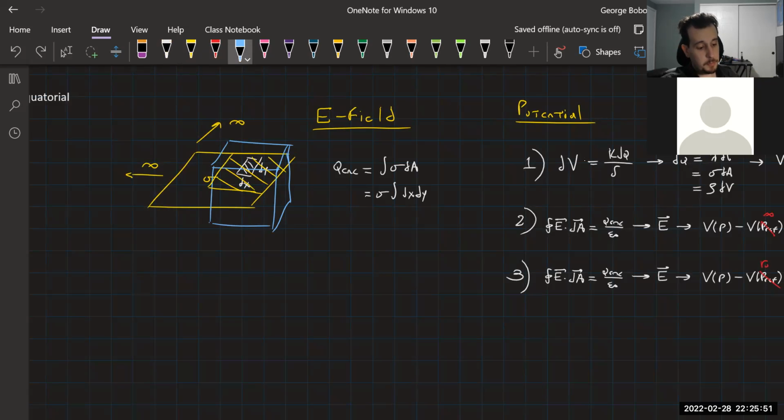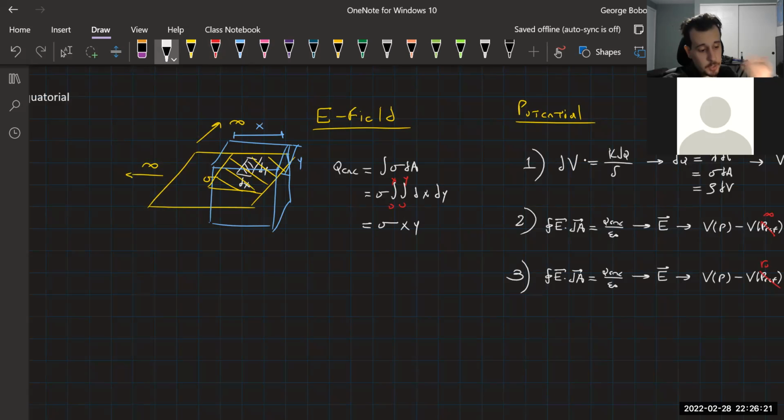So if you wanted to ask how much charge is enclosed right now, and you made the Gaussian pillbox X in this direction and Y in this direction, you're taking this double integral from 0 to X and 0 to Y. So obviously this is just going to be sigma XY. That's how much charge you're enclosing.